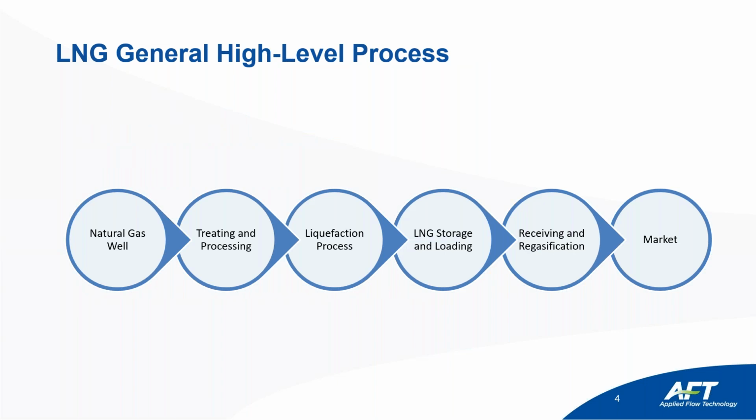Here is a process map of a high-level LNG process. It starts with a natural gas well. These natural gas wells will either appear within the ocean or on shore. They're where pockets of natural gas are underneath the earth and they get drilled out and tapped into. Once they are drilled into, that natural gas will be transported to a treating and processing plant.